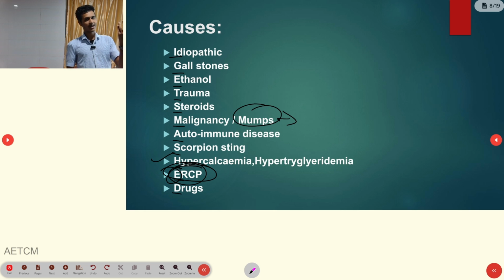And then drugs. Most commonly you can remember the diuretic drugs like frusemide, which is one of the common drugs, and thiazides like hydrochlorothiazide and chlorothiazide, which are also causes. And then ACE inhibitors like captopril and enalapril can also cause pancreatitis.